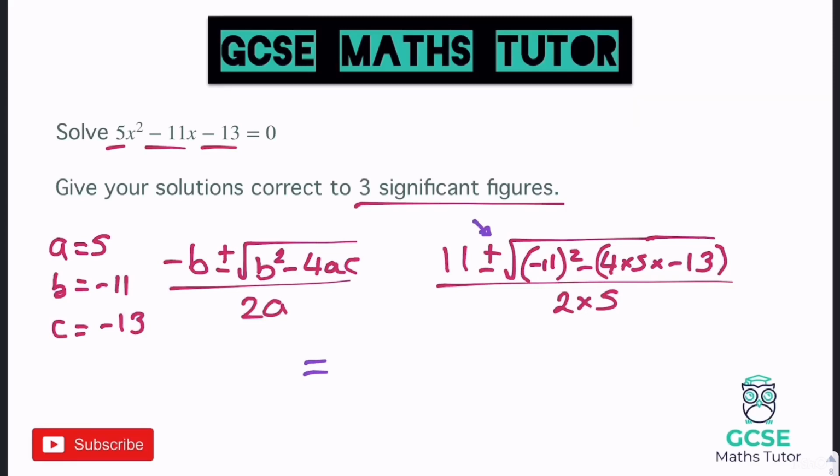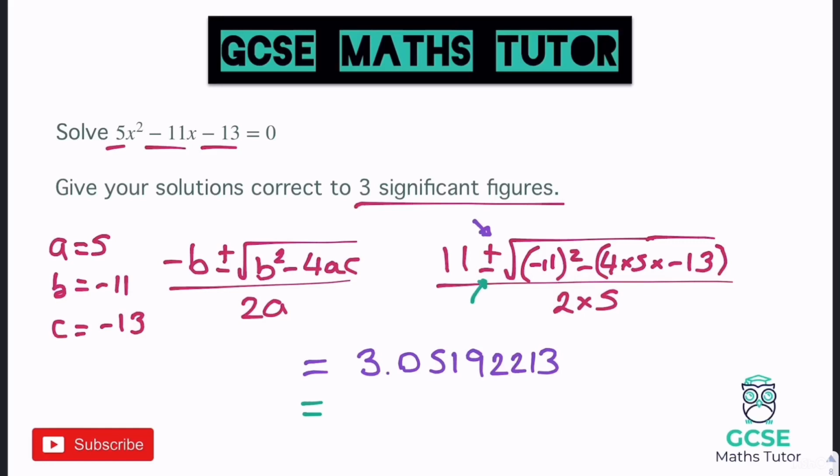So 11 plus the square root of, in brackets, minus 11 close brackets squared, take away, in brackets 4 times 5 times negative 13, go on to the bottom of the fraction, and I'm just going to type in 10. And when I type that in, turn it back into a decimal, I get 3.05192213, and then I'm just going to go back into my calculator, change the plus sign for the minus sign, and we'll write down what we get there.